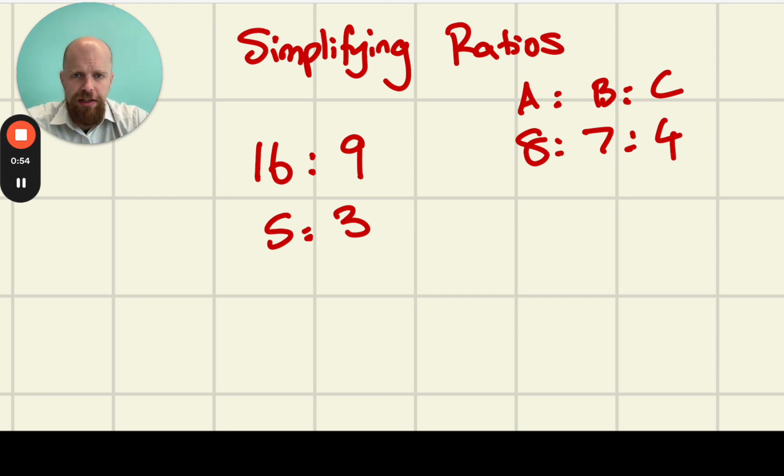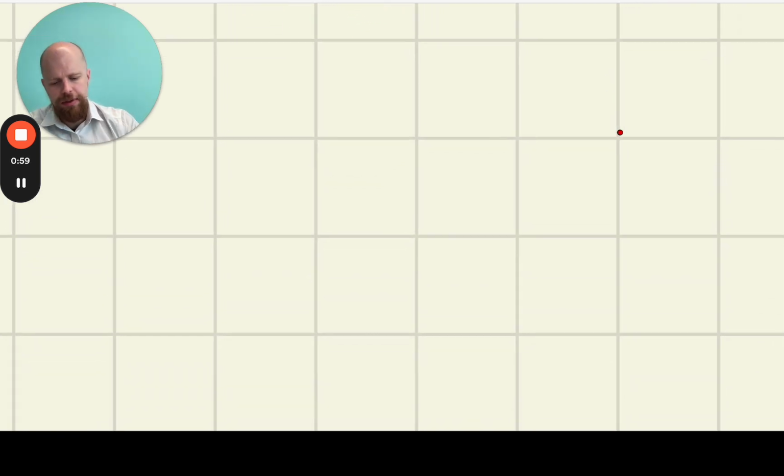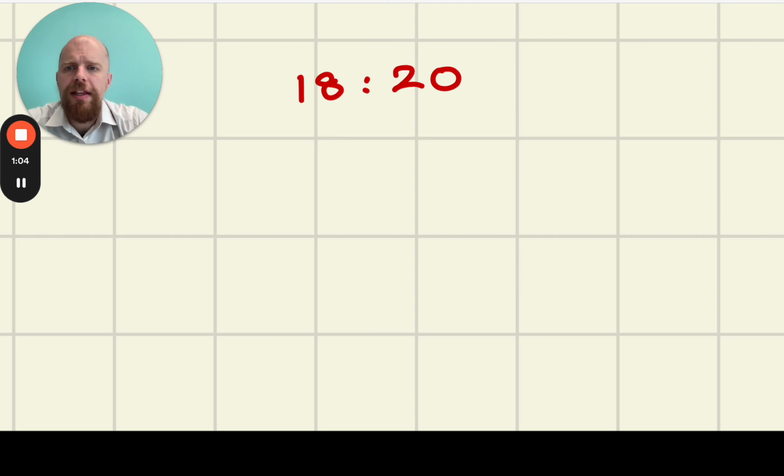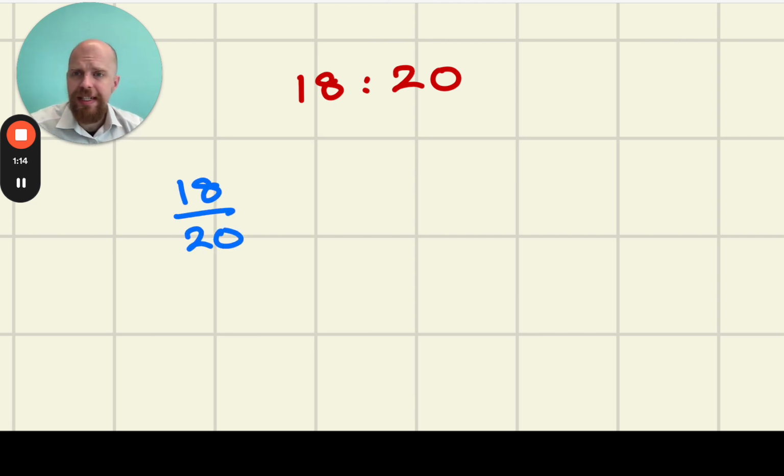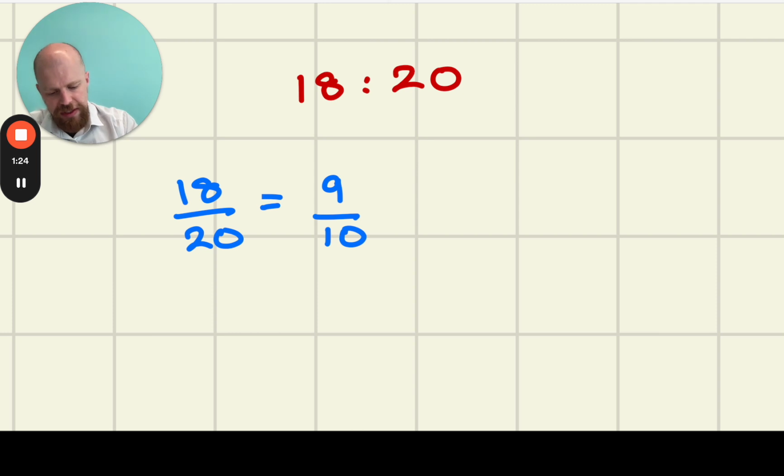Now, we can think of these like a fraction. Let's take a very basic example. Let's take 18 to 20. That means that for every 18 sweets person A gets, person B gets 20 sweets. If you think of it as a fraction, it's very, very similar. If I was going to simplify 18 to 20, I would divide both sides by 2, divide top and bottom, and get 9 out of 10. Well, it's exactly the same with the ratio. You can divide 18 by 2 and get 9, and divide 20 by 2 and get 10.